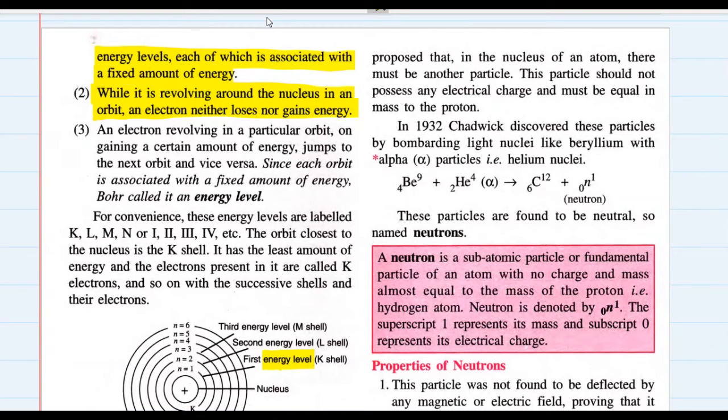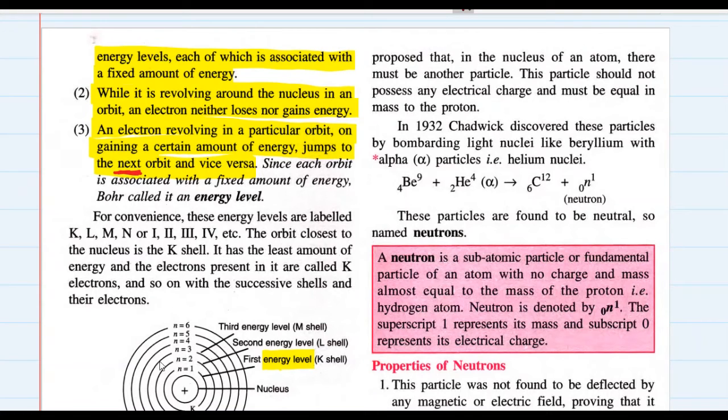Third point, an electron revolving in a particular orbit, on gaining a certain amount of energy, jumps to the next orbit and vice versa. What do you mean by next orbit? ये जो next orbit है ना, इसका मतलब है outer orbit.